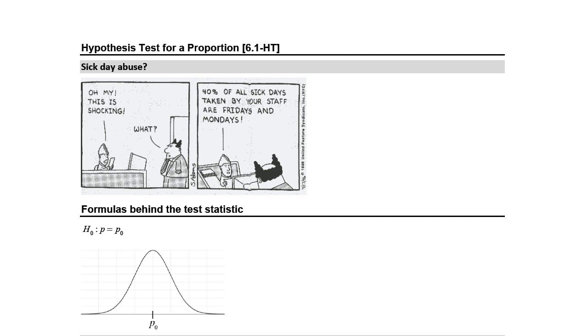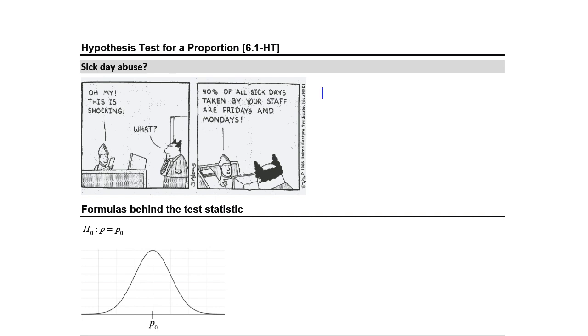So let's look at hypothesis tests for one proportion, which we will introduce with a joke. And of course, in statistics, we like to take a joke and analyze it to the point where it's no longer funny. So looking at whether this is evidence of sick day abuse in our Dilbert comic, she says 40% of all sick days are Fridays and Mondays, right?